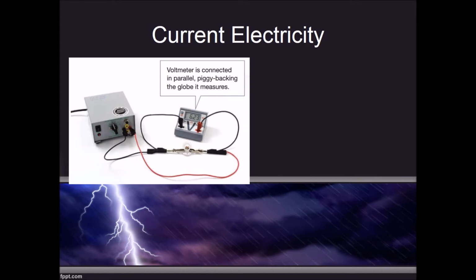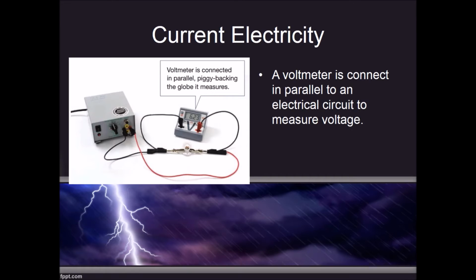So here we have a voltmeter set up, and you can see our circuit. It's got our power supply again. It's got a little globe there. But instead of having the voltmeter in line with the globe in the circuit, it's actually piggybacked on the globe, and it's called a parallel connection. So, as we said, the voltmeter is connected in parallel to an electric circuit to measure voltage.